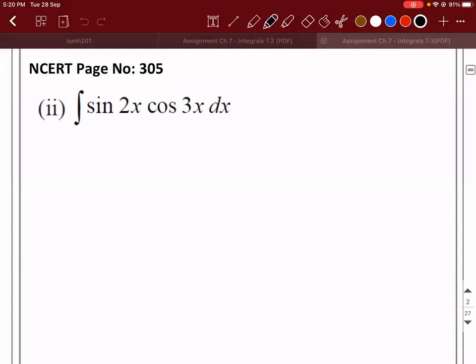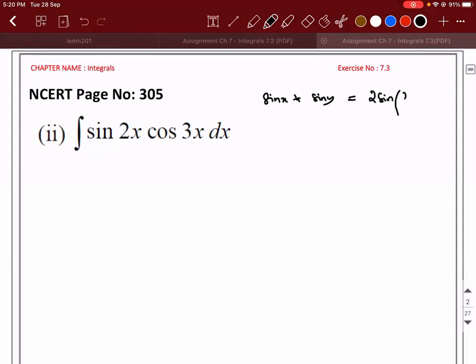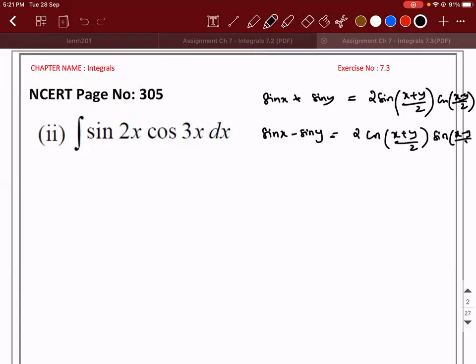Next. Integral of sine 2x into cos 3x. Okay. See, last year you would have learned these formulas. Please make a note of it. Sine x plus sine y. Can someone tell me what is the answer for this? 2 sine of x plus y by 2 cos of x minus y by 2. Similarly, when you think of sine x minus sine y, what is the answer? 2 cos of x plus y by 2 sine of x minus y by 2.